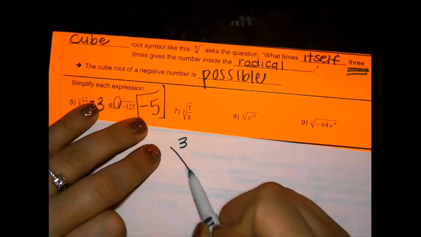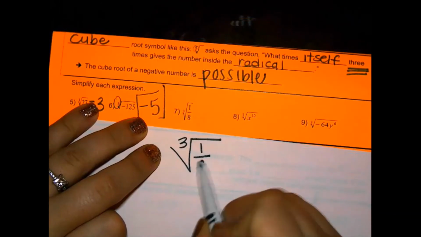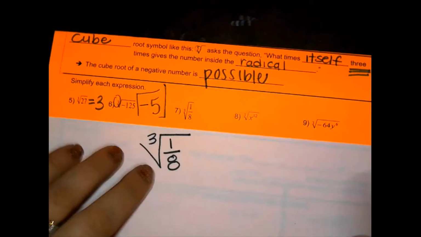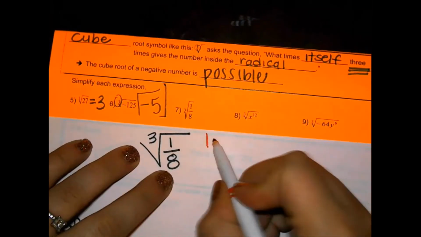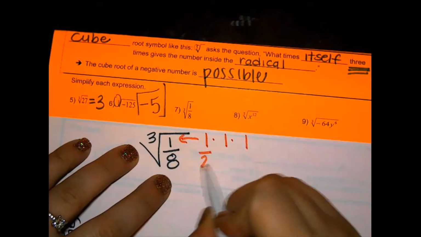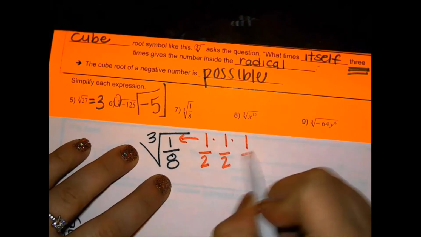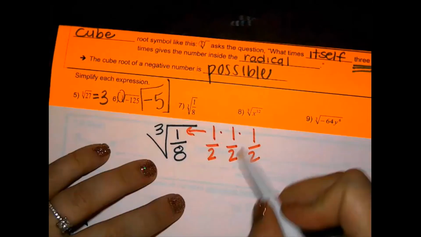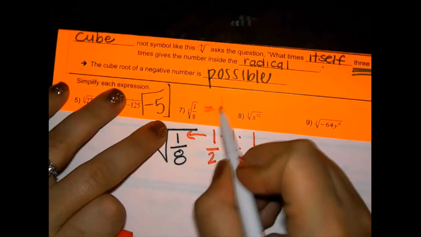All right, let's try the next one. This is saying, what times itself 3 times is 1/8? Well, if I split this apart here, I know that 1 times 1 times 1 would get me 1, and 2 times 2 times 2 is 8. And so that's how we know that the answer is 1/2.